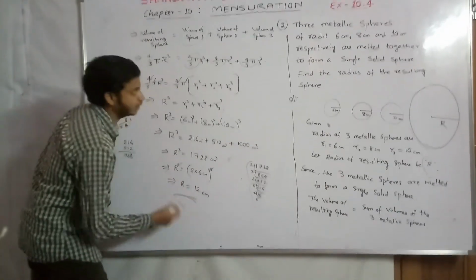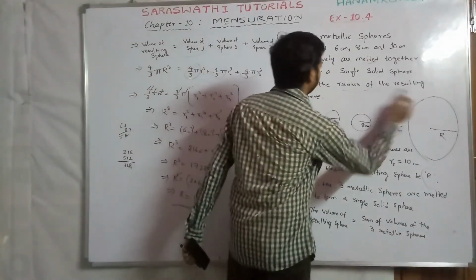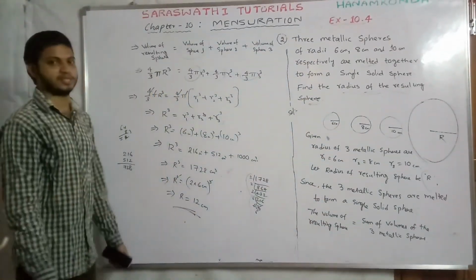So the radius of the resulting sphere is 12 centimeters. So this is the answer.